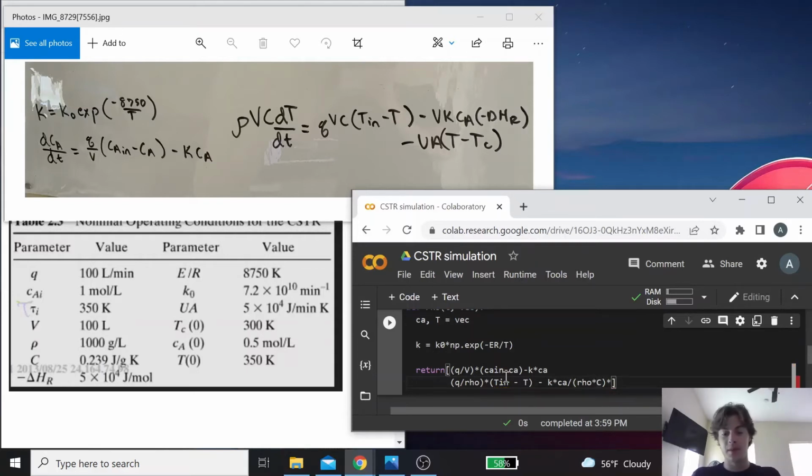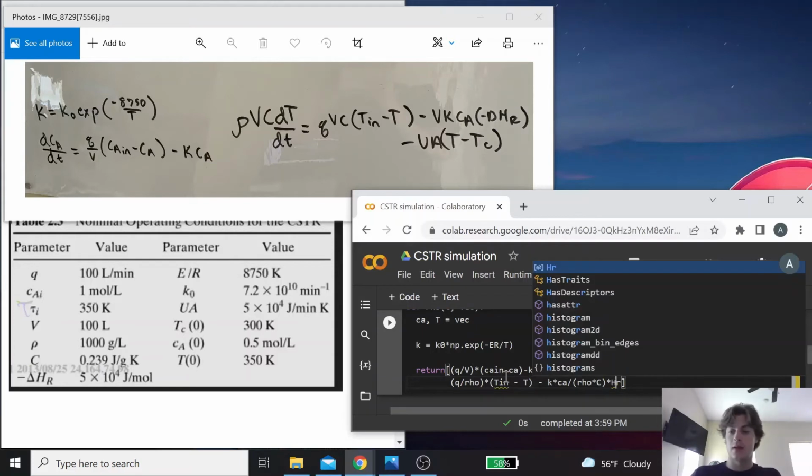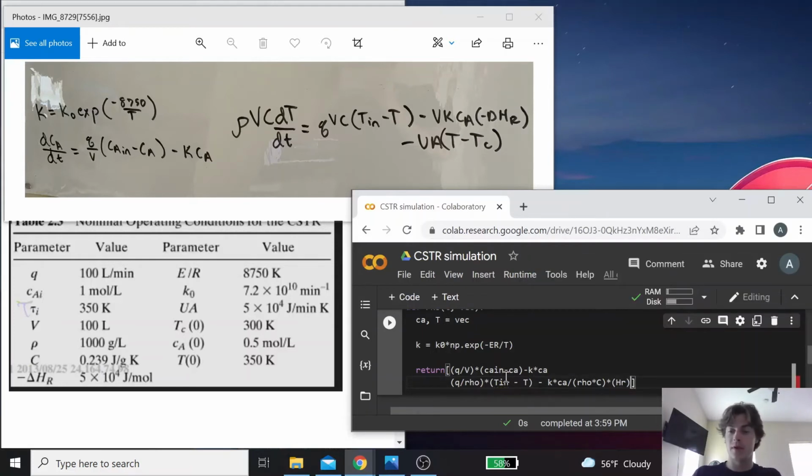times the enthalpy of our reaction. And then again, dividing by the density, volume, and specific heat, it's just that term for the heat being transferred from our reactor to the coolant, divided by those three variables.